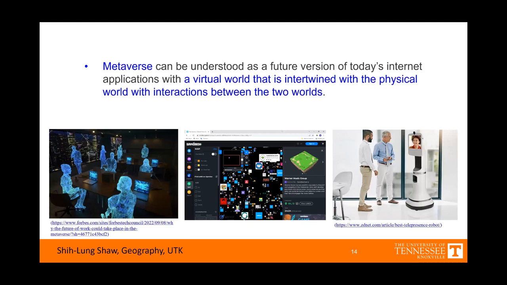And then once we move into metaverse, okay? There's no universal definition for metaverse today. But one easy way to understand it is, if it happens, it could be considered the future version of today's internet applications. And one key characteristic of metaverse is that physical space and virtual space are fully intertwined with each other. Okay, it's much harder to separate these two. So we could get in a metaverse like this.